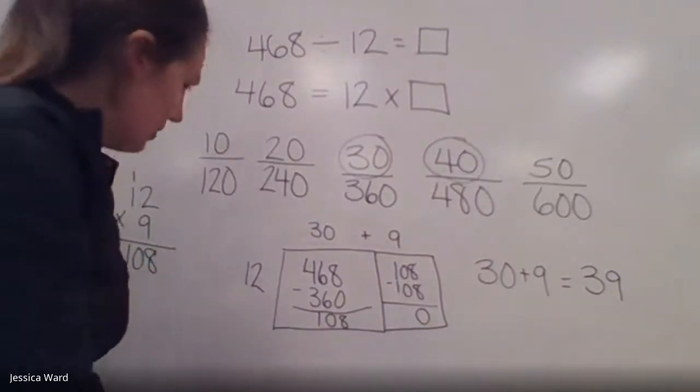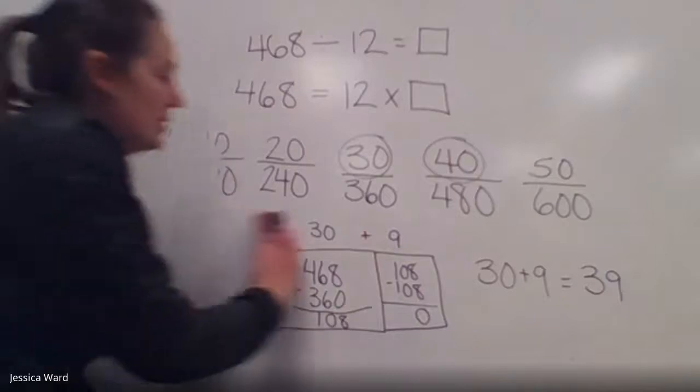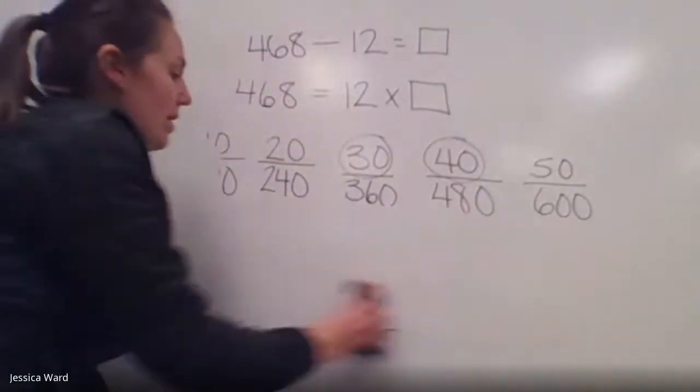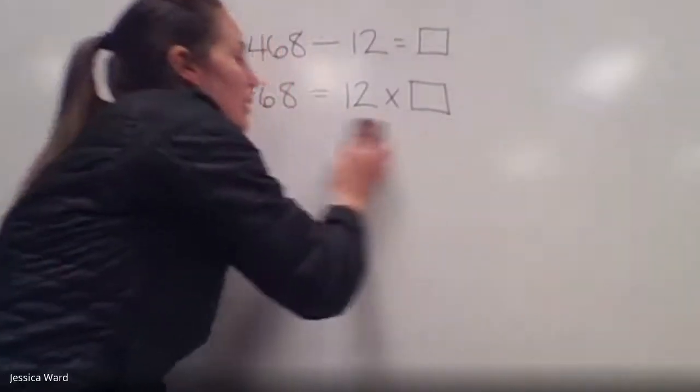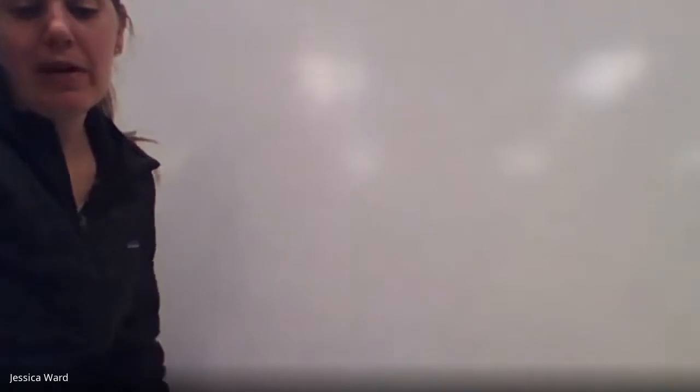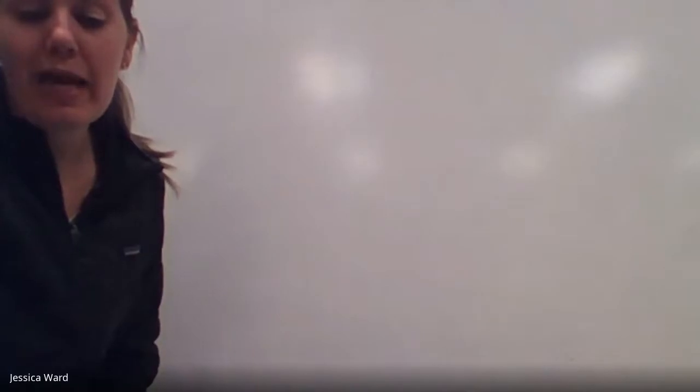So now what we're going to do is we're going to start working. This is not quite the full standard algorithm, but it's getting closer to what you're going to be doing for long division. So you'll see on page 94, they're giving us a problem. The grocery store only sells eggs by the dozen. There are 12 eggs in 1 dozen. If there are 1,248 eggs in stock, how many dozens of eggs are there?